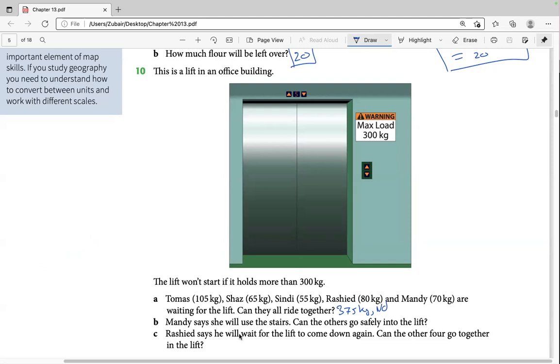B part. Mandy says she will use the stairs. Can the others go safely into the lift? Still no, it's 305 now. So we'll say 375 minus 70 is equal to 305. No. Rashid says he will wait for the lift to come down again. Can the other four go safely? Yes, that's going to be 295. So you can go. Yes.